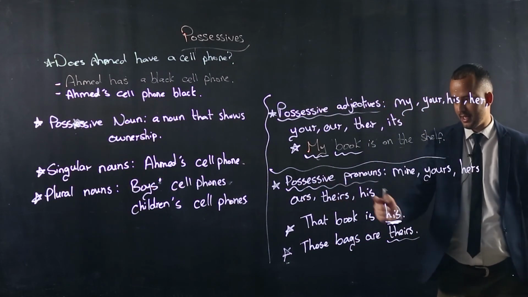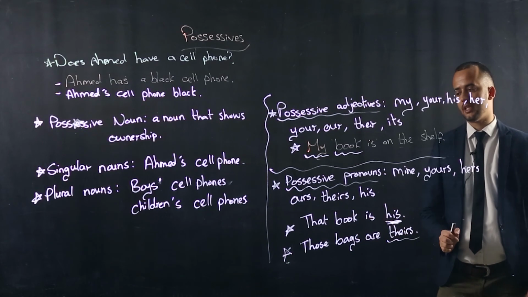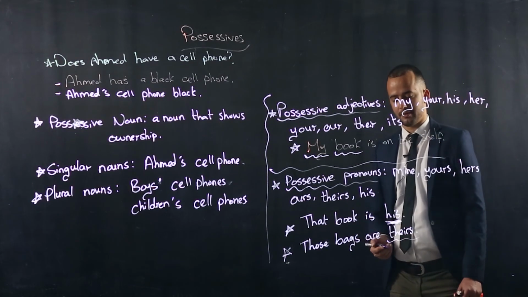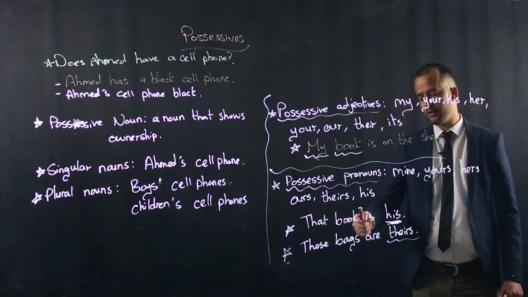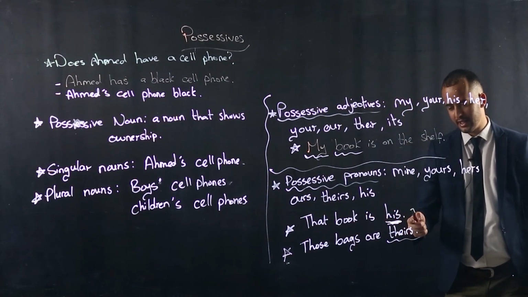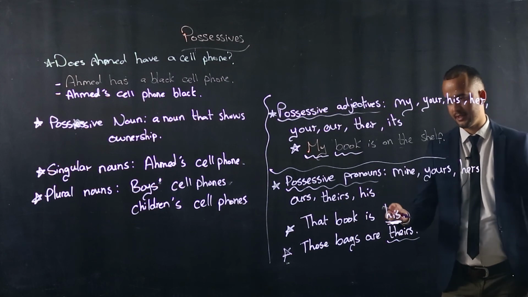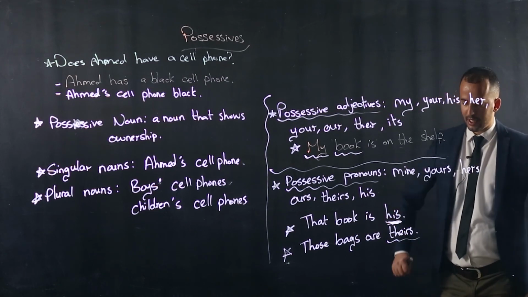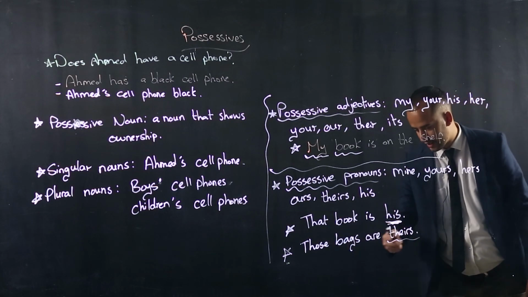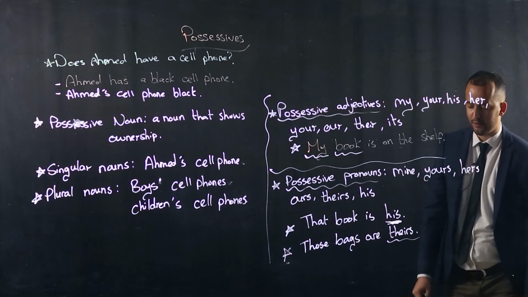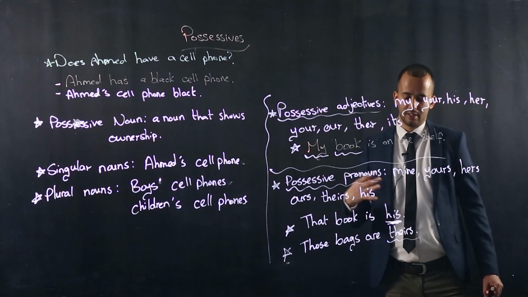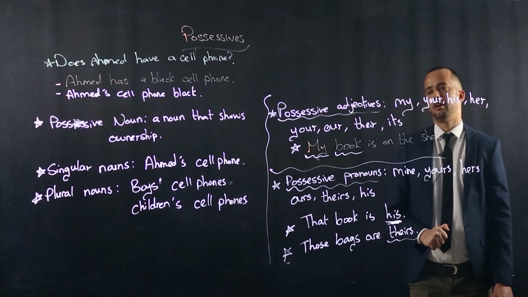But with the possessive pronouns, we don't need to use nouns. They are used alone. So here we said that book is his. Do we have a noun after his? No, because it's a possessive pronoun. It does not need any noun. The same thing here with theirs. We didn't use any noun after theirs because it's used alone.